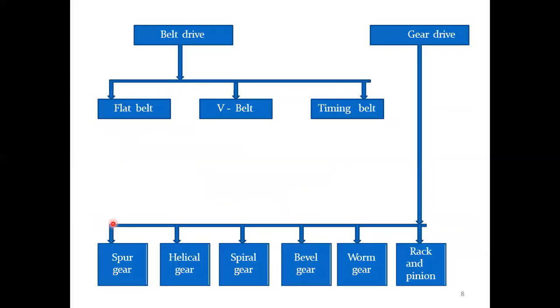Belt drive. In belt drive we use different kinds of belt, that is flat belt, V belt, timing belt, like that. Using the belts, we can produce multiple different types of belt drives. The same applies to gear drives. Commonly we know that using gears we generate gear drives. These are the types of gears: spur gear, helical gear, spiral gear, bevel gear, worm gear, rack and pinion. So these are the types of gear drive.